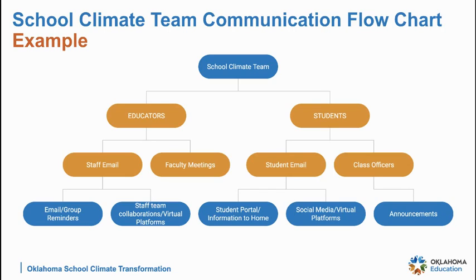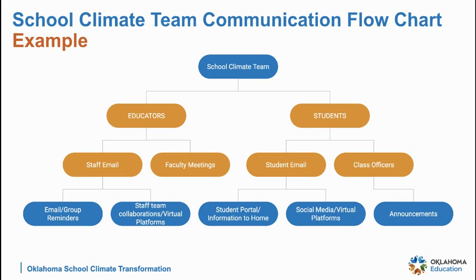Here's an example of a school climate team communication flowchart. It's important to remember that we often discuss things at the teaming table, but it's not always communicated out. And this is where your communication is very vital in building a sustainable system. So in this particular example, you will see that the school climate team is at top. That's where the school climate team looks at what are the practices we're implementing, how are we training, how are we sharing that information.